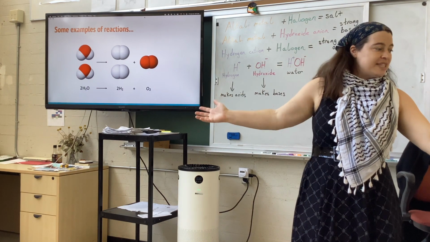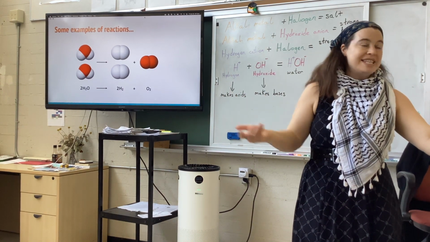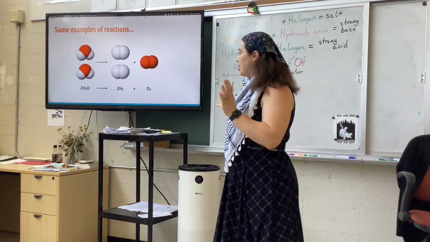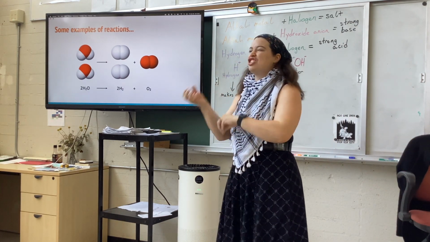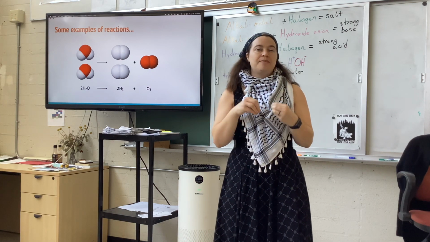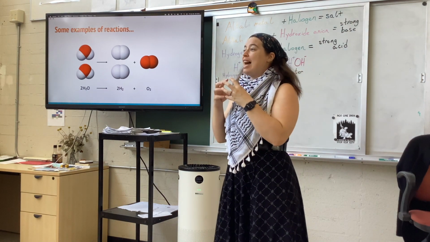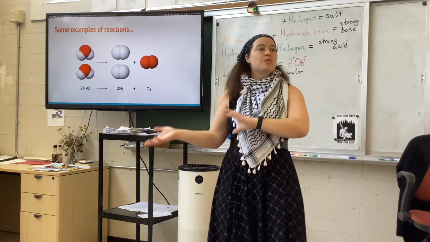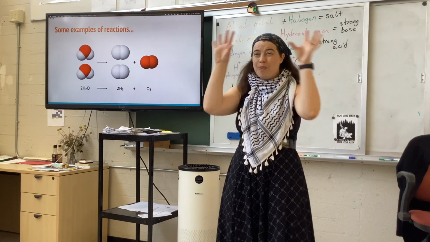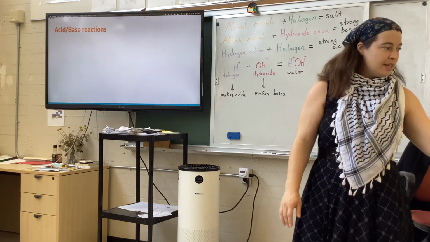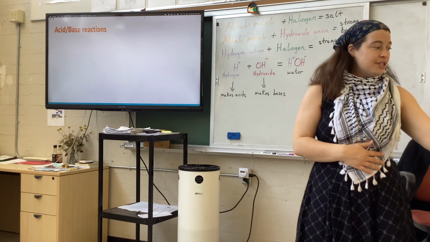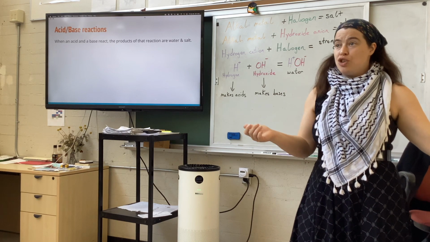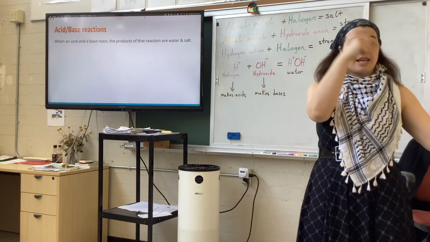Here's another example. Here we've got 2 waters breaking down into hydrogen gas and oxygen gas. Again, the key idea here is that all chemical reactions are just rearranging these different atoms into new molecules. So we still have the same number of atoms as we started with, we've just rearranged their form. Okay, so that's what a chemical reaction really is. Now, acid-base reactions are a very specific kind of this. When an acid and a base react with one another, you always start with the acid and the base.